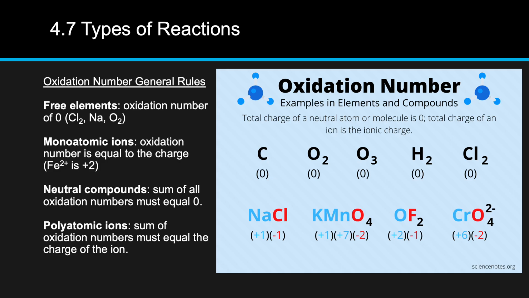In neutral compounds, like an ionic compound like NaCl, just remember that all of the oxidation numbers have to add up to 0 because it's a neutral ionic compound. And then with polyatomic ions, just remember that the oxidation numbers have to equal the charge of the ion in total. So if you look over here at CrO4 2-, the oxidation states have to add up to 2- because that is the overall charge.